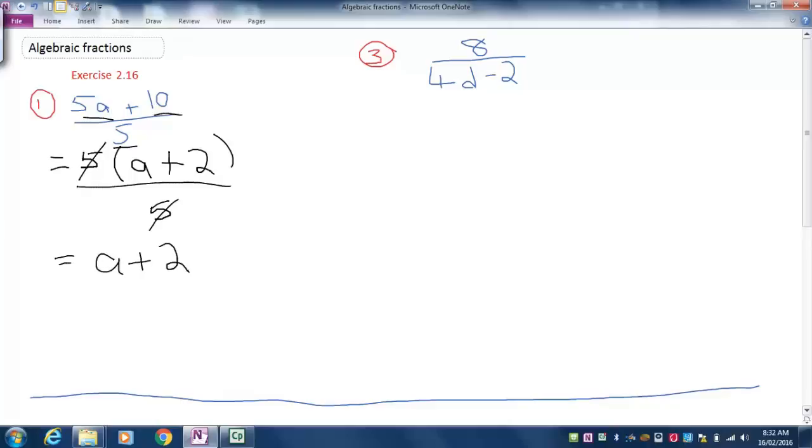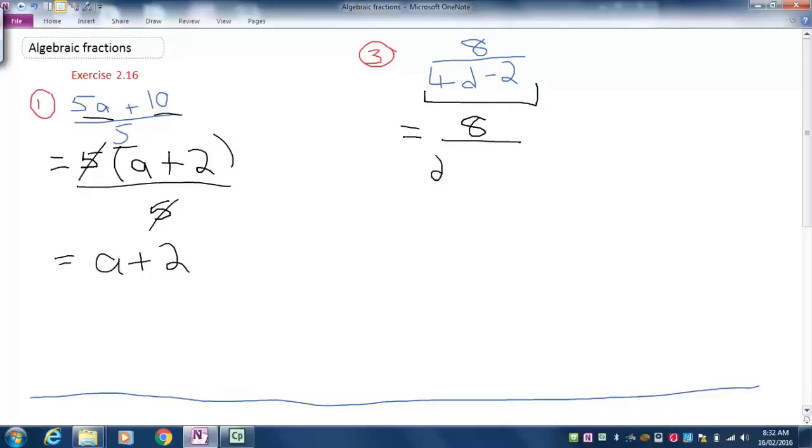In question 3, it's very similar except this time I have my expression here on the bottom and just a constant on the top. So that needs to end up on the bottom. So the 8 stays on the top. Just remember in fractions they hold their place.